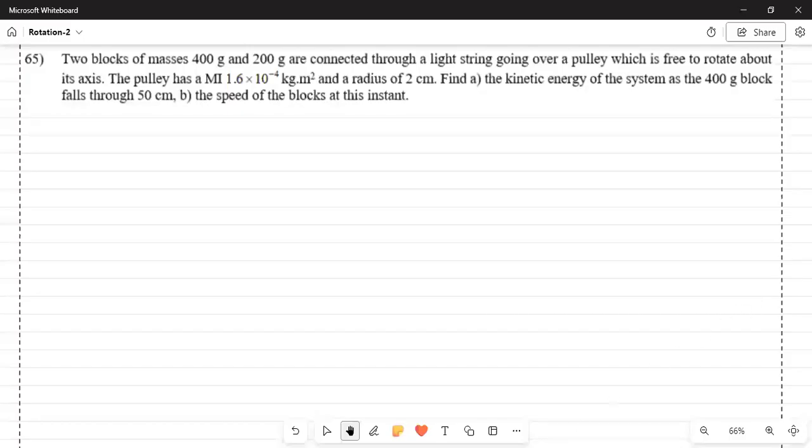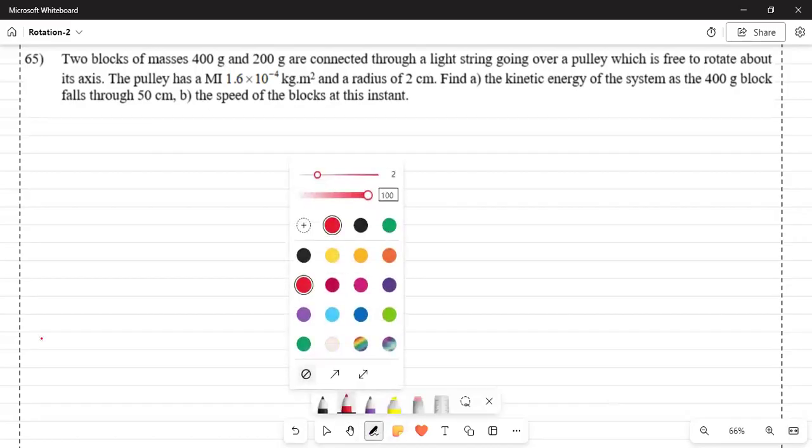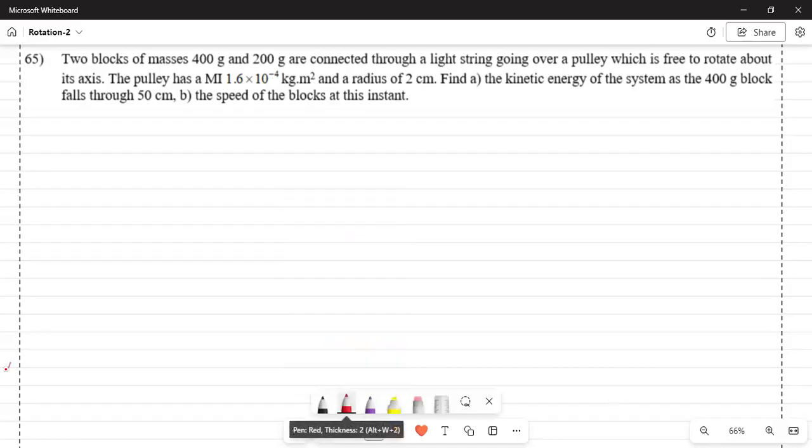Now we come to problem 65 of your textbook. This is not a very difficult question. Anyway, what it says: two blocks of masses 400 gram and 200 gram are connected through a light string over a pulley which is free to rotate about its axis. Of course, a pulley has to rotate about its axis, nothing to talk about it.